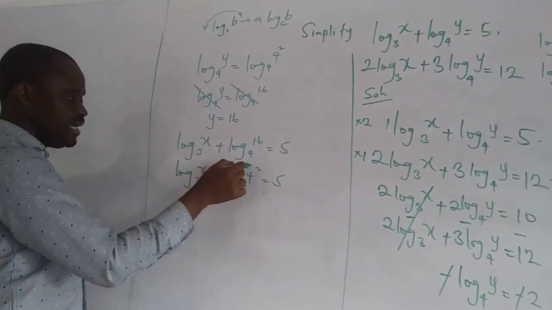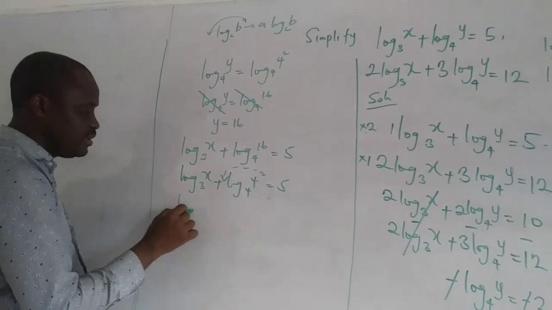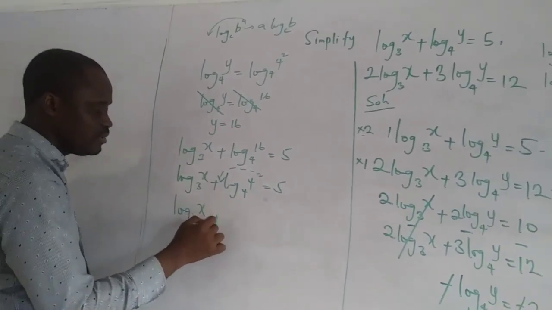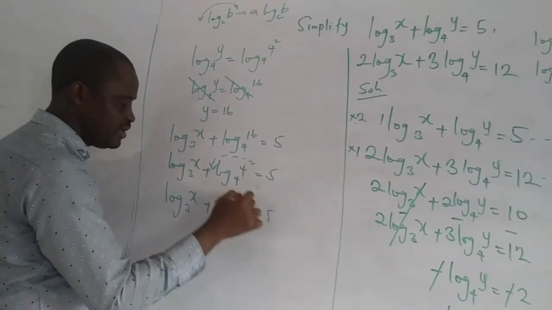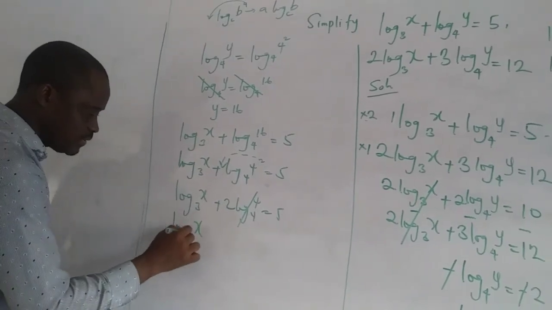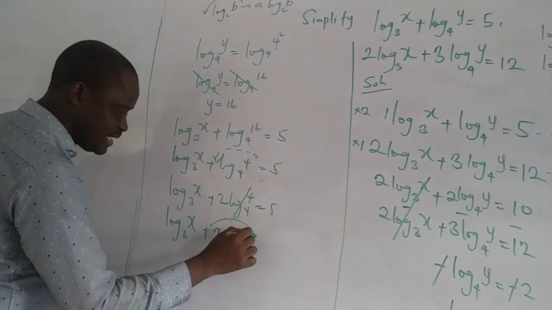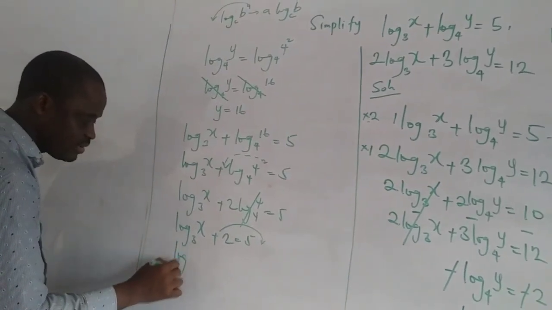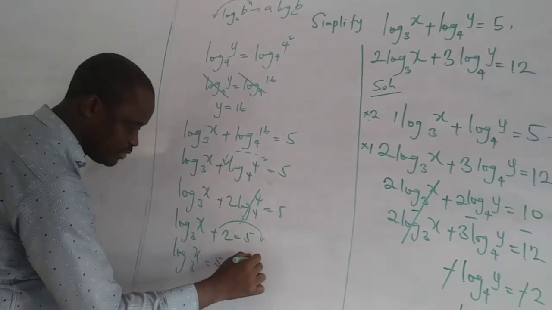At the end of the day, my 2 comes down based on that previous law, and that gives log x to base 3 plus 2 log 4 to base 4 equals 5. This is 1. So that makes it log x to base 3 plus 2 equals 5. Take this to the other side. You have log x to base 3 equals 5 minus 2, and that is 3.